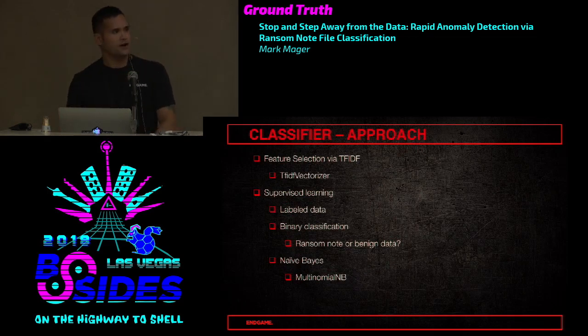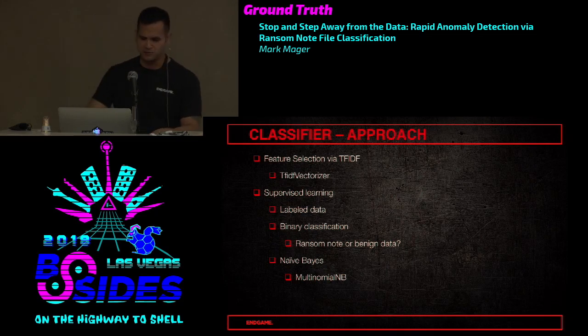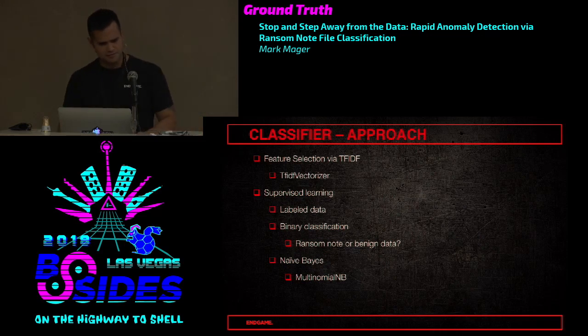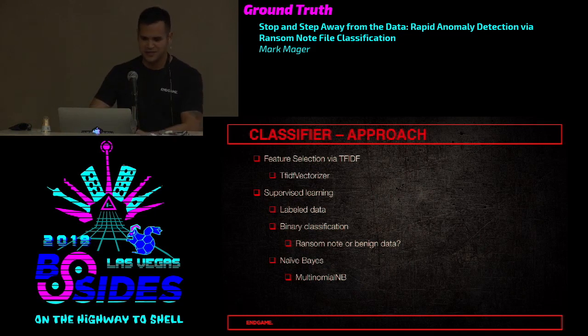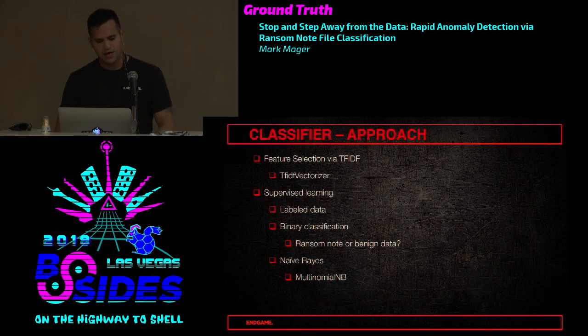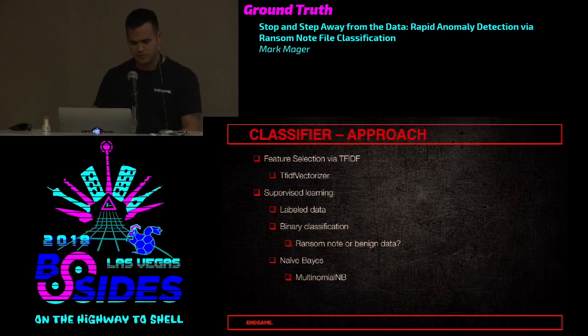So the approach for the classifier, we're going to use TF-IDF for our feature selection, use a TF-IDF vectorizer. And what we're doing is we're breaking this down into a supervised learning problem. We're using labeled data here. We're distinctly labeling the ransom notes this time, and then we're distinctly labeling the benign data this time. And we have a binary classification problem. If we're provided a block of text, is this going to be a ransom note or is it benign data? That's all we're trying to answer. And the approach that we decided to use is naive Bayes, and more specifically the multinomial NB.